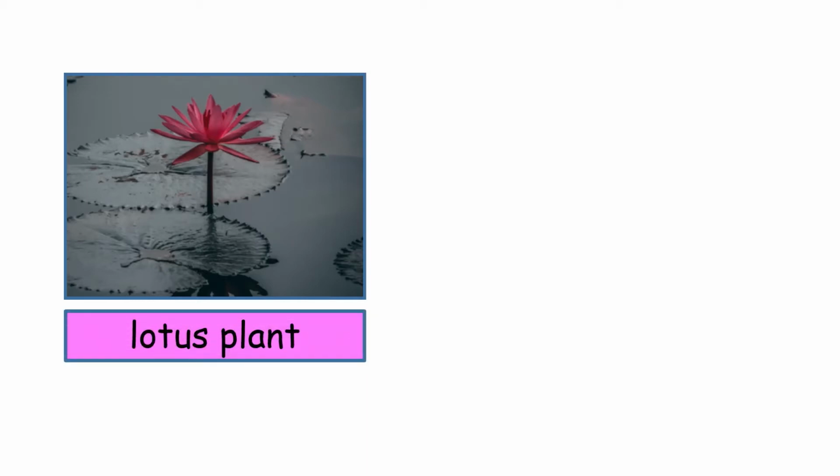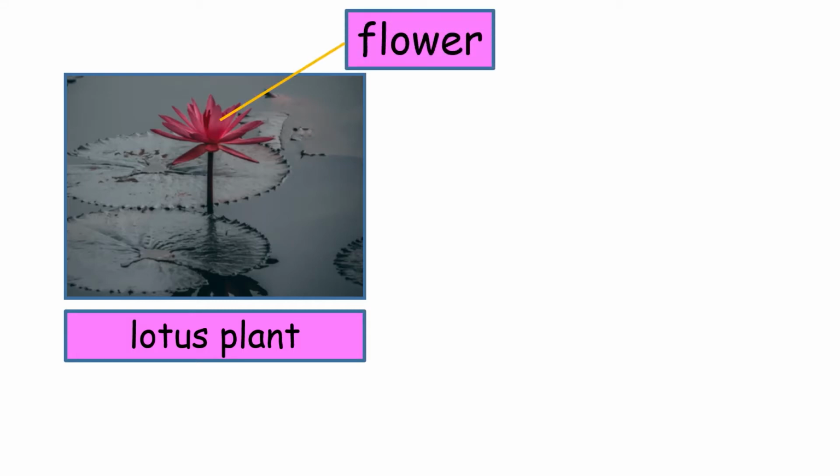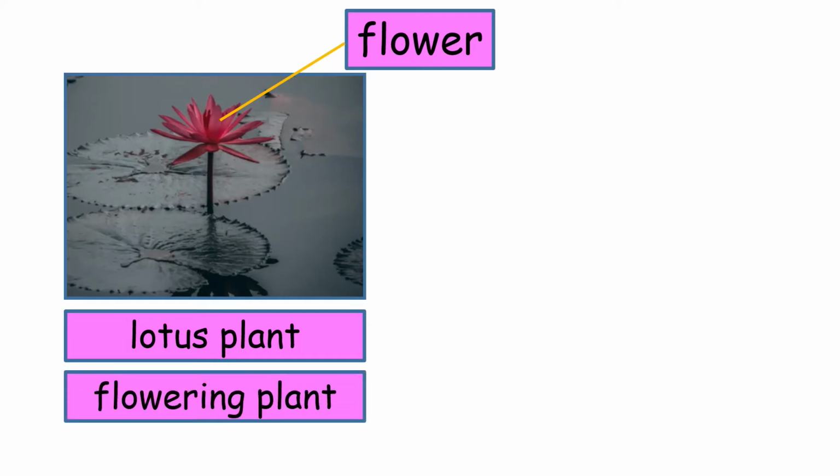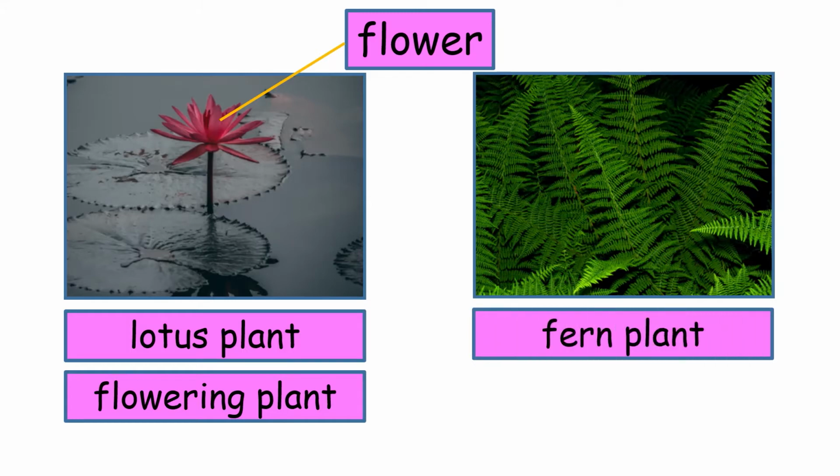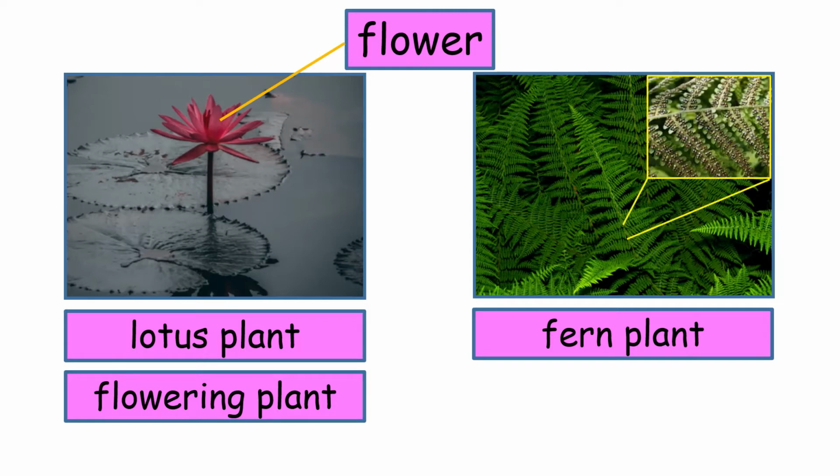This is a lotus plant. It has flower. It's a flowering plant. Can you name this plant, children? It's a fern plant. It has no flower. Instead, it has spores underneath the leaves. Thus, fern plant is a non-flowering plant.